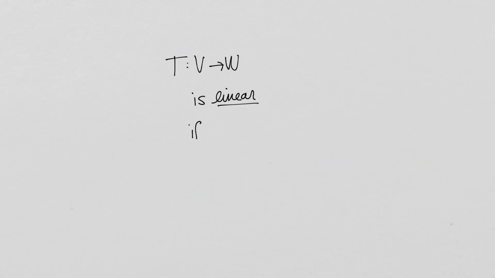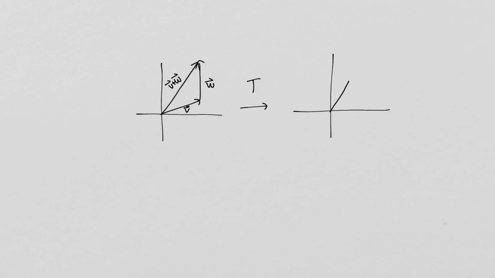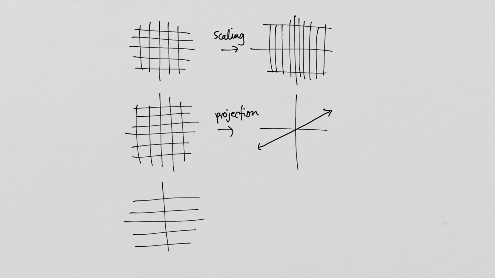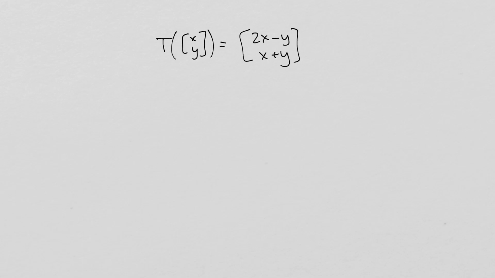A transformation T is linear if it respects the vector space operations. For example, a rotation about the origin is linear. Other examples of linear transformations include scalings, projections, reflections, and shear transformations. Linear transformations can be represented using matrices, which store the coefficients in the formulas for the entries of T of x1 up to xn.